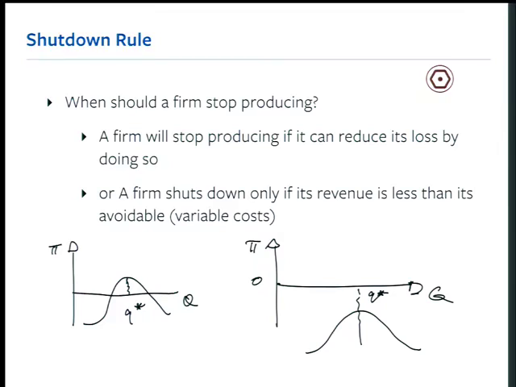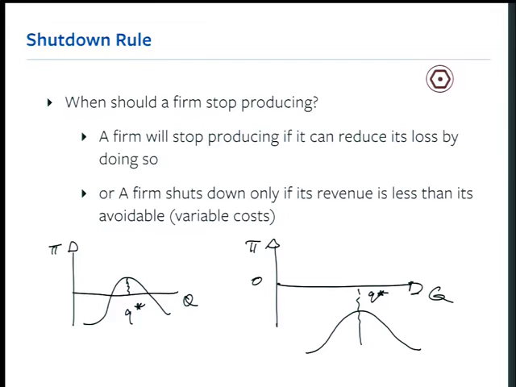What I'm going to argue now is, even if you're losing some money in the short run, right? Let's say the profits are negative, you may make a smaller loss by producing something and losing some money than by shutting down. So the question here is, if your profits are negative, you're losing money. Are you losing less money if you produce Q star, or are you losing less money if you produce 0 units, right? So we're going to come up with a rule that is initially not very intuitive, but quite smart to me. A firm shuts down if its revenue is less than its avoidable variable cost.